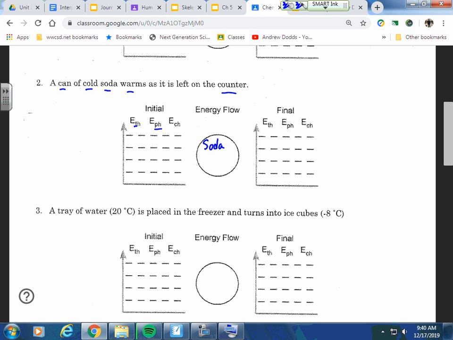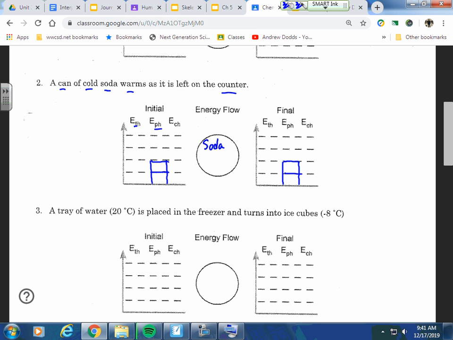Can of cold soda. So if we're talking about the soda, what phase is the soda in? Is it solid, liquid, gas? Liquid. Okay, so for phase, the number of blocks we use tells us the phase. We use 1 for solid, 2 for liquid, 4 for gas. So since it is a liquid, I'm going to do 2 blocks. Now at the end, if it's left on the counter, is it going to be a solid, liquid, or gas? Still going to be a liquid, right? So still 2 blocks.